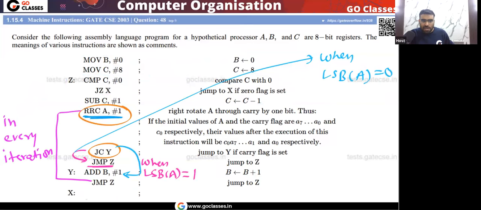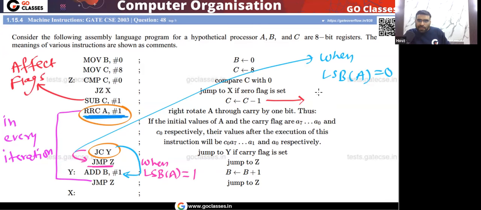Before this right rotate instruction, the carry flag will always become 0. Here, because of this subtraction instruction, this will affect the carry flag. This will affect the flags. Yes or no? Did you notice one thing? Before this instruction, the carry flag will always be 0. Do you agree? Please tell me. Is this clear?